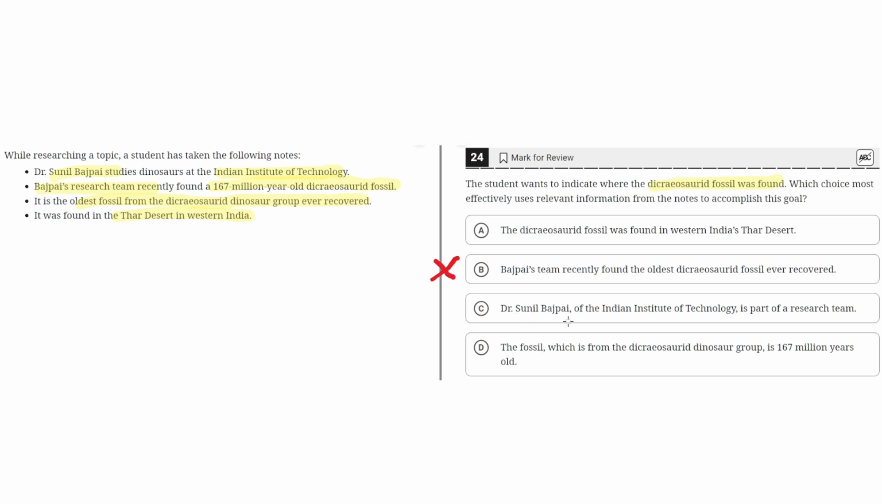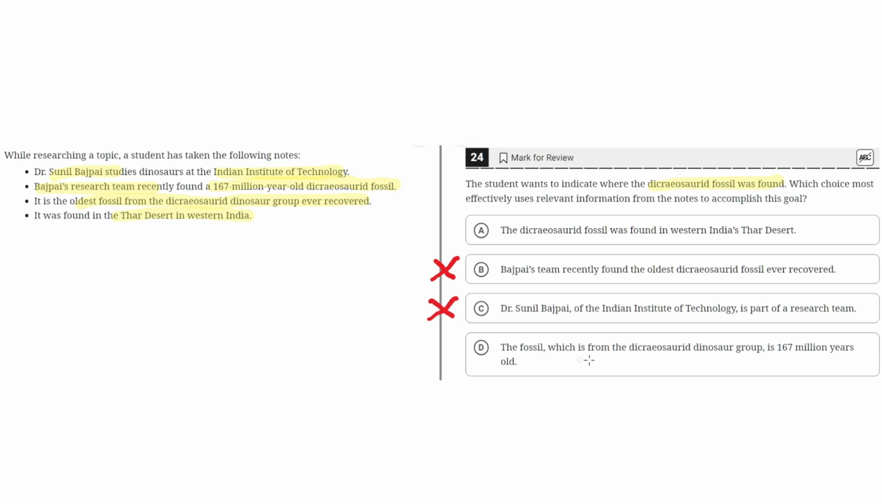C. Dr. Sunil Bajpai of the Indian Institute of Technology is part of a research team. This is incorrect, because this doesn't mention where the fossil was found. Instead, it focuses on Dr. Sunil, so C is incorrect.